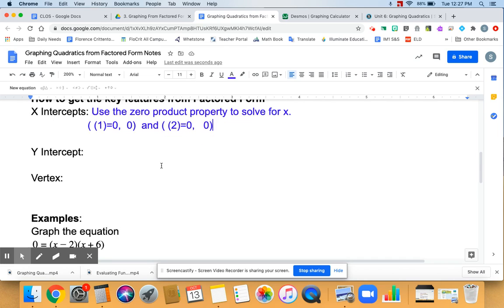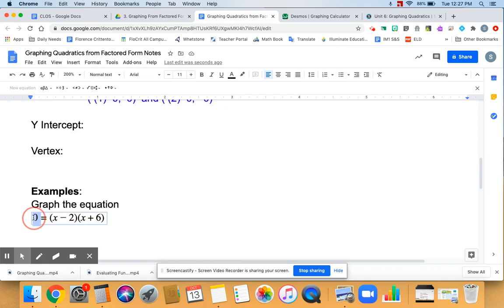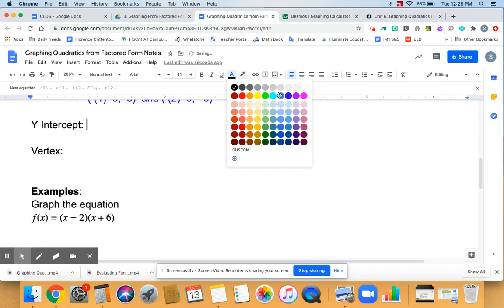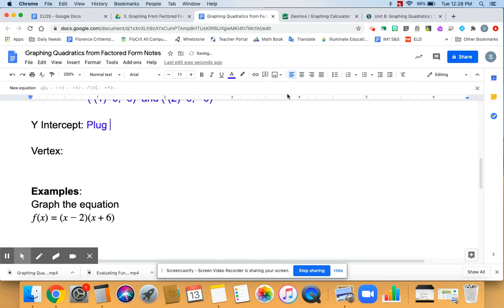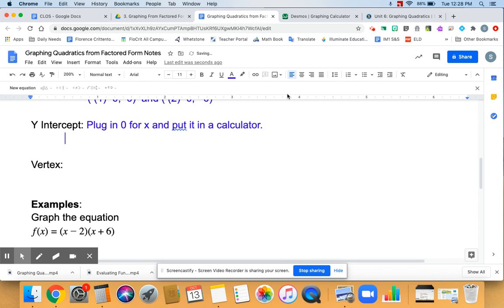So for y-intercepts, which part of this graph is going to become 0? For y-intercepts, it's the x that becomes 0. And it's both this x and this x that will become 0 for the y-intercept. So for the y-intercept, we're going to plug in 0 for x and put it in a calculator. For the y-intercept, the x value is going to be 0, and the y value will be the answer from the calculator.